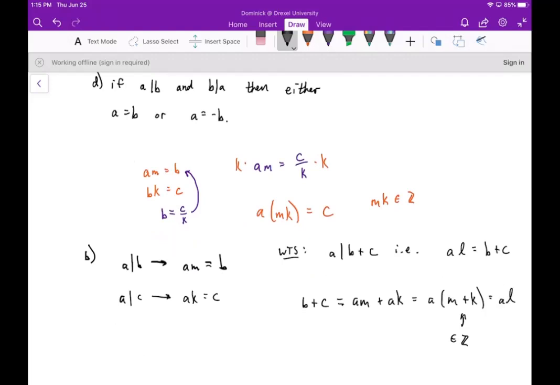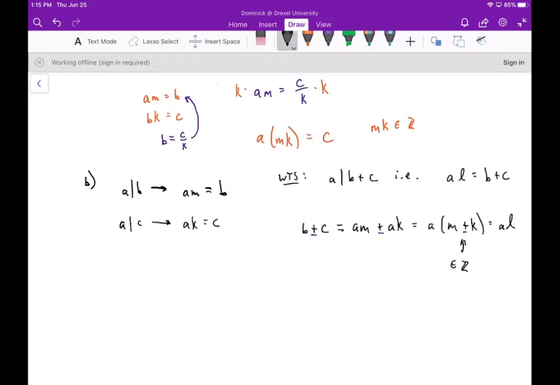Right? So then we get that A divides the sum. And of course, for the difference, it would work the same way. Just put minus here.